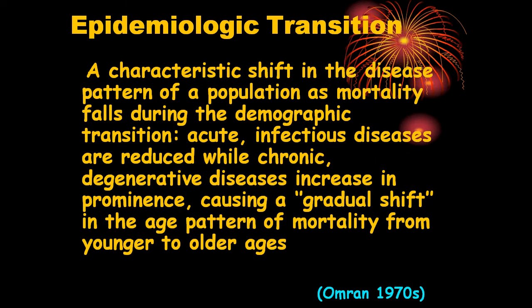A characteristic shift in the disease pattern of a population as mortality falls during the demographic transition, acute infectious diseases are reduced, whereas chronic, degenerative, lifestyle diseases increase. And that is what is epidemiological transition. It was coined by a person called Omran in the 1970s. Remember this definition, coin your own definition, and write it in the exam or blurt it out in the viva when you are asked. Okay, so the changing pattern of disease is basically nothing but epidemiological transition.